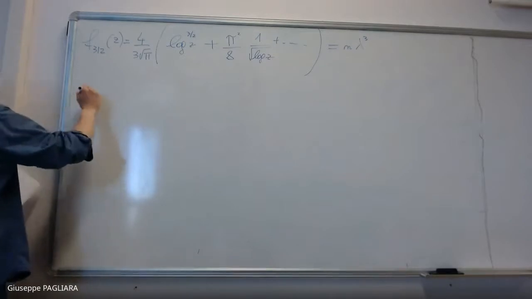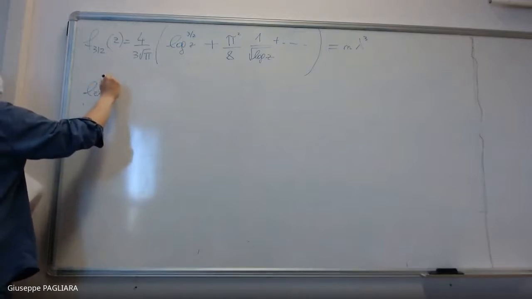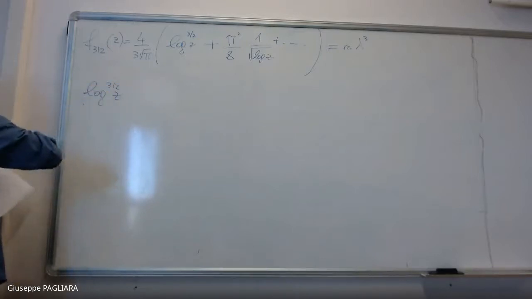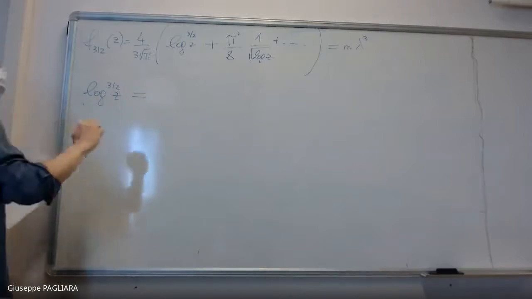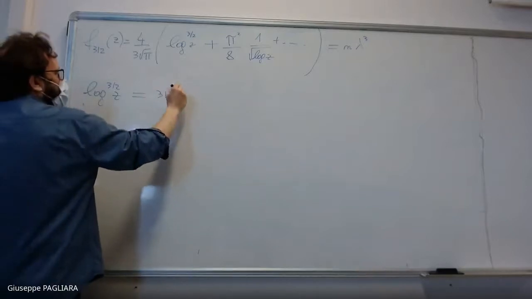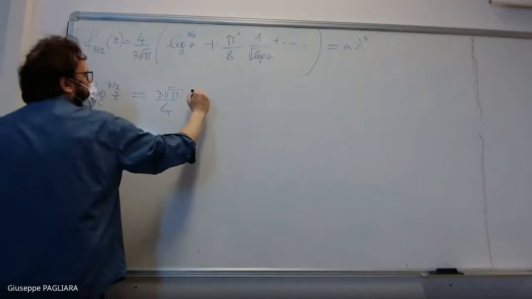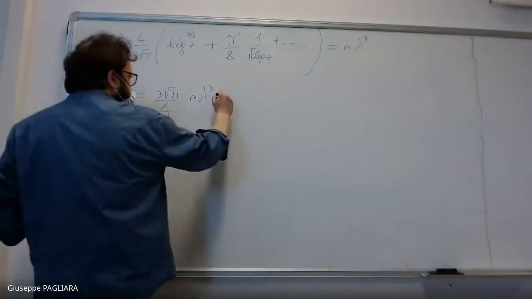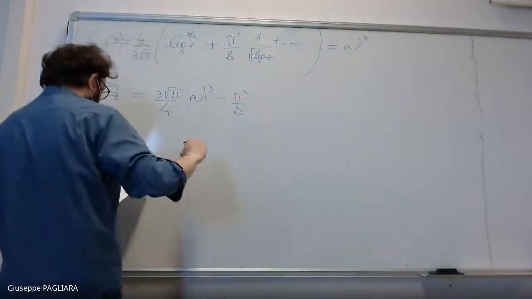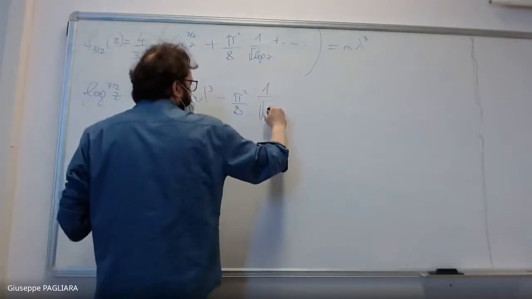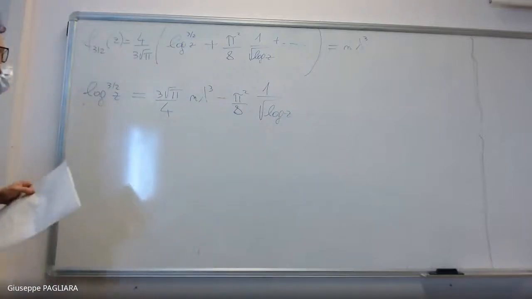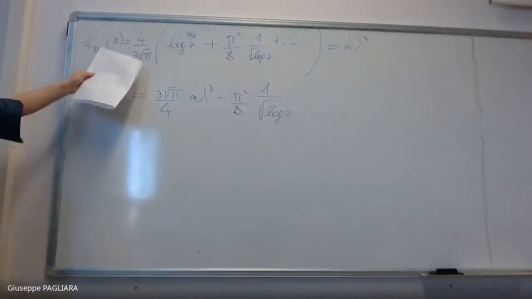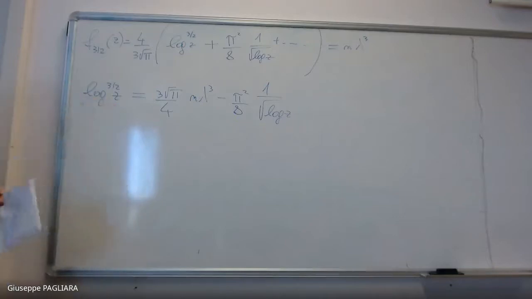And so it's again the log of z to the power of 3 alpha is equal to 3 square root of pi divided by 4 times n lambda cubed. Then I have a minus pi squared divided by 8. Here I have 1 over the square root of log of z. This is the relation that I can find from here when inverting in order to find log of z.